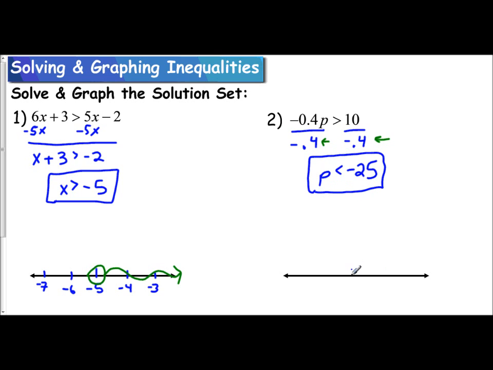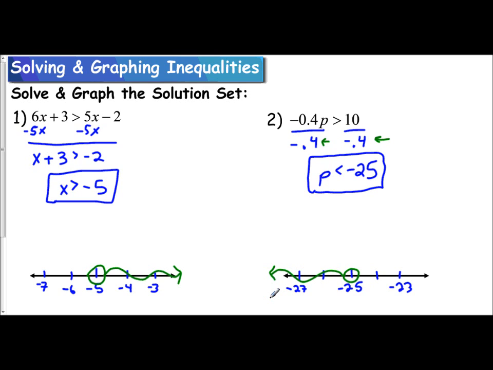I'm going to put negative 25 on the number line. I'm going to put a couple values to the right. So negative 24, negative 23. I have negative 26 and negative 27. And so this one, again, since it's less than, is going to be an open circle. And I want all the values less than negative 25, so that would be all the values to the left of negative 25.